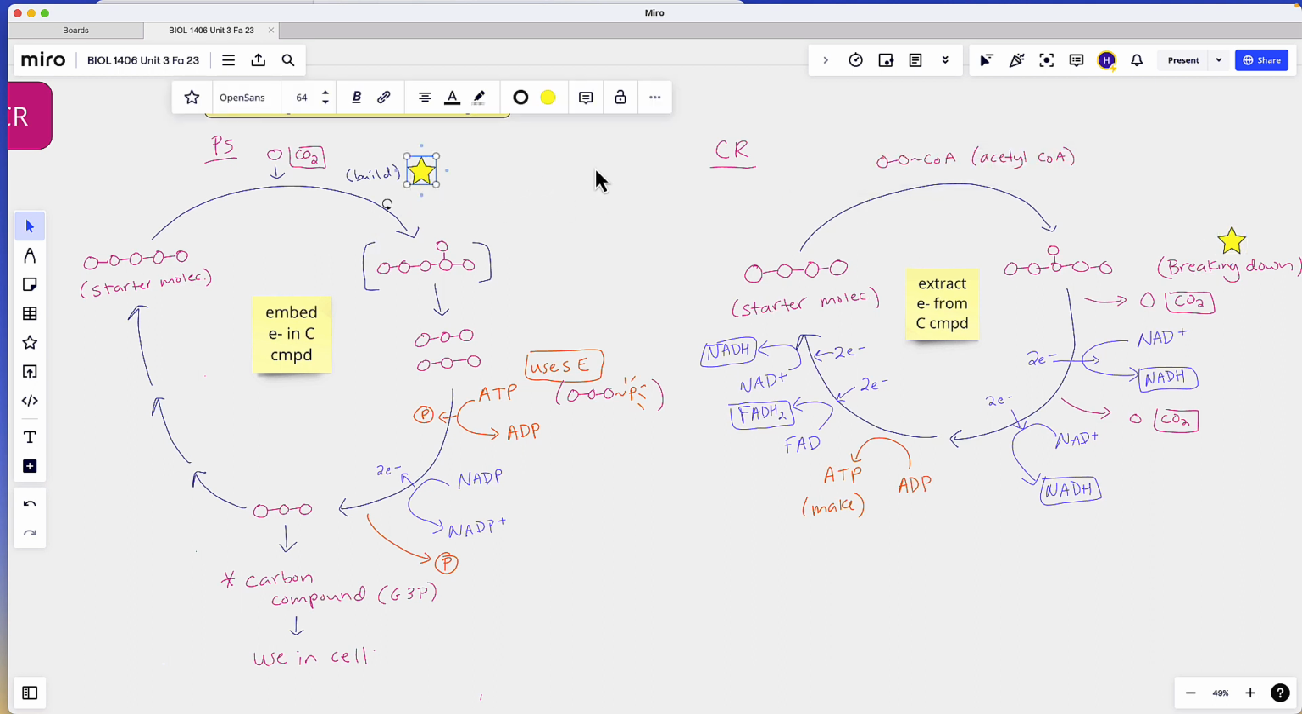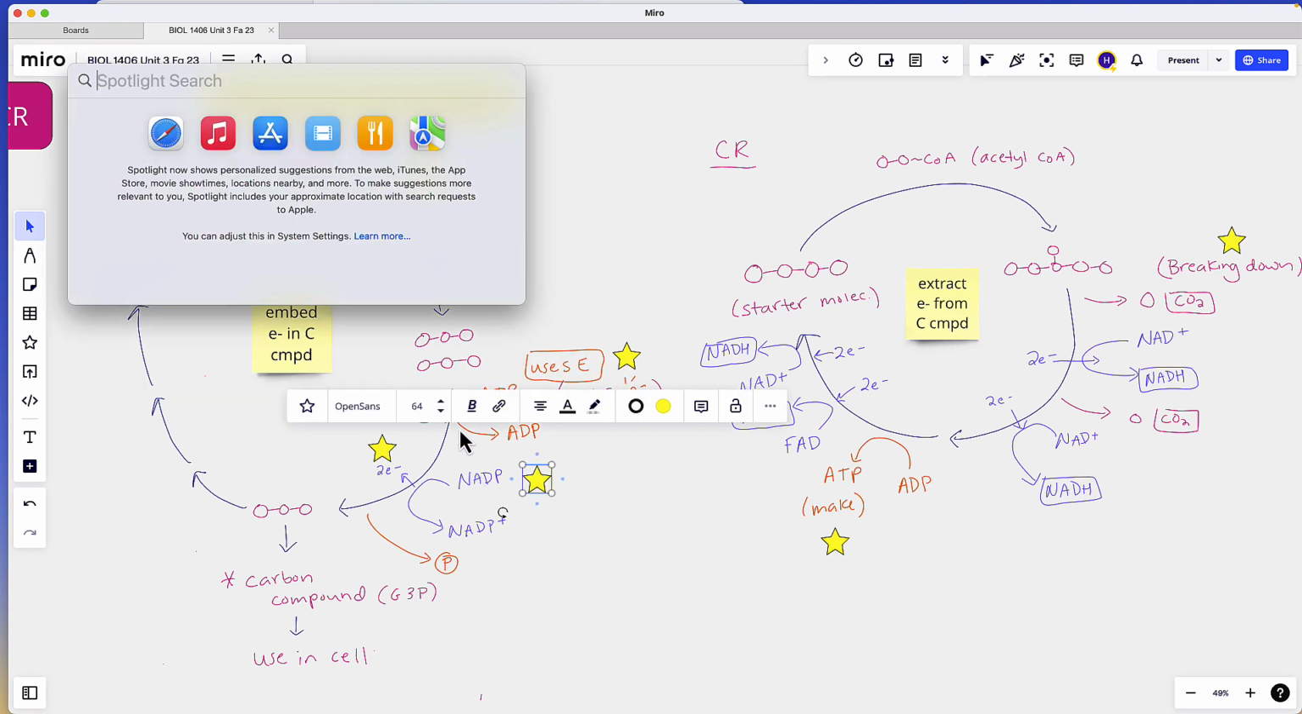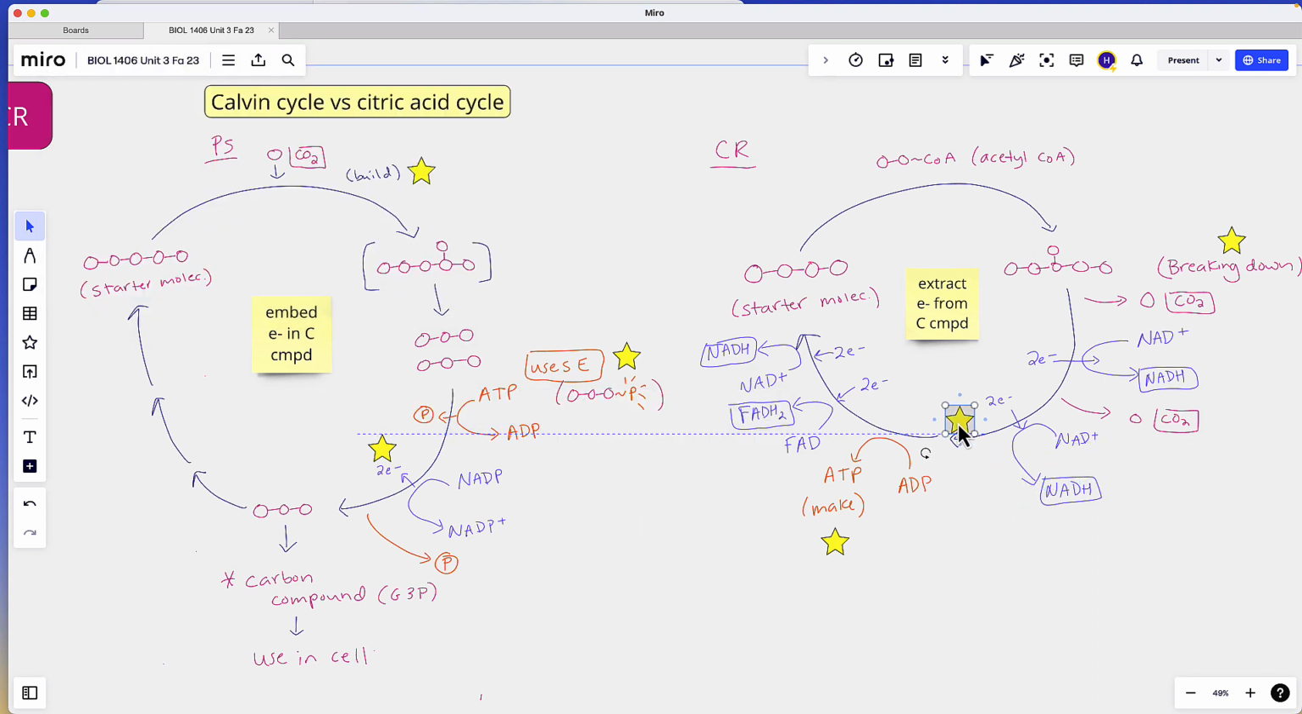It is using ATP energy in the Calvin cycle, which makes sense because if it's a building process, we'd expect that, versus a breaking down process, in which we are able to make some ATP to store energy in the citric acid cycle. It is embedding electrons. Electrons go into the carbon compound in the Calvin cycle. It is extracting electrons. Electrons go out in the citric acid cycle. We are making a carbon compound in the Calvin cycle. We are breaking it down overall in the citric acid cycle.